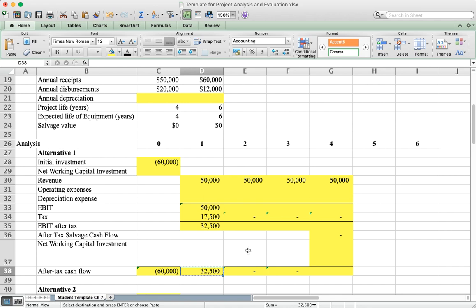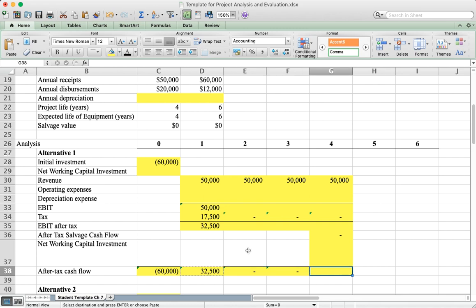Okay, so I messed that up. In order to translate my net income, if there's no interest, into an after-tax cash flow, I need to take my EBIT after tax and add back my depreciation, because operating cash flow is what we're looking for. Operating cash flow is equivalent to your earnings before interest and tax, minus the tax, plus depreciation. So that gives us the actual operating cash flow that we need.